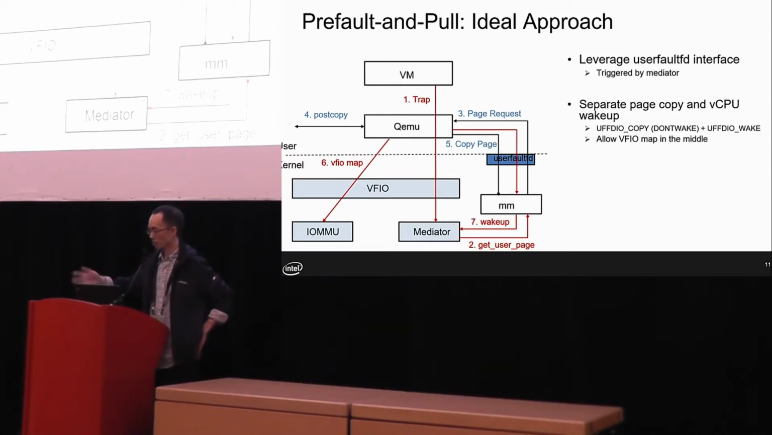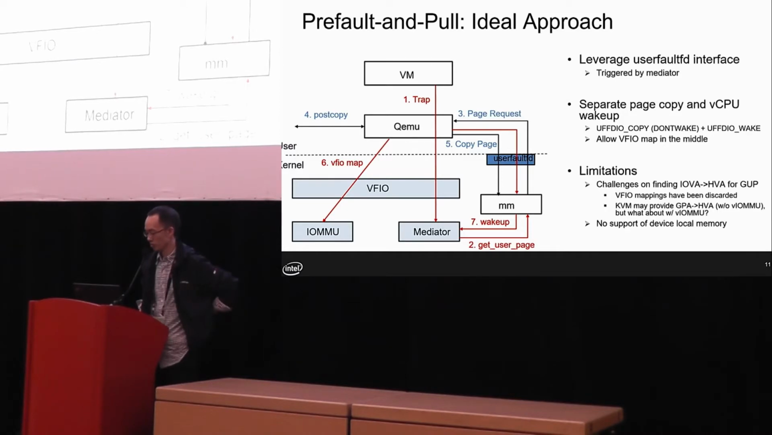So this way, we can interleave the VFIO map in this final phase. But the main limitation with this approach is that the address in the guest structure is the IOV address, the DMA address. Its actual meaning depends on whether the virtual MMU is enabled. If the virtual MMU is not enabled, it's equivalent to GPA. If the virtual MMU is enabled, it's actually a guest IOV.